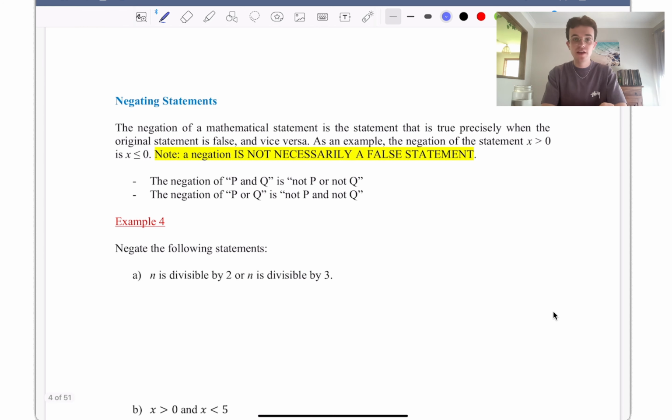Okay, the negation of a statement. The negation of a mathematical statement is a statement that is only true when the original statement is false. So for example, the negation of x being greater than 0 is x is less than or equal to 0. It's kind of like the opposite of a statement. A few important things. The negation of P and Q: P and Q would be two circles in a Venn diagram overlapping, and the center where those two circles overlap would be P and Q. The negation is not P or not Q. So that would be the opposite, not P or not Q.